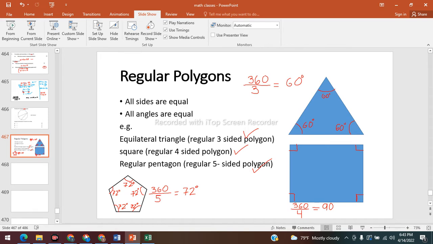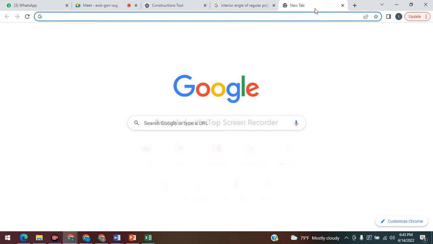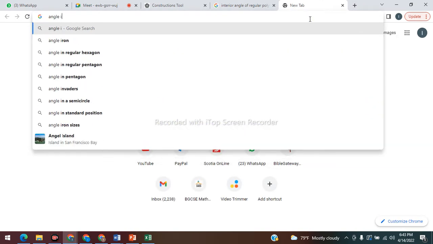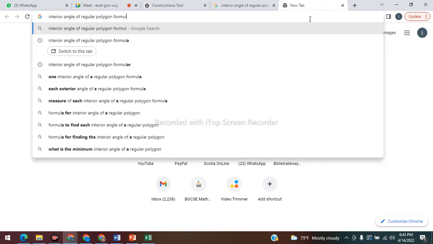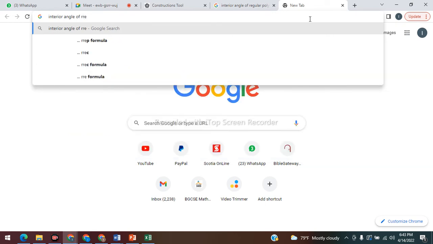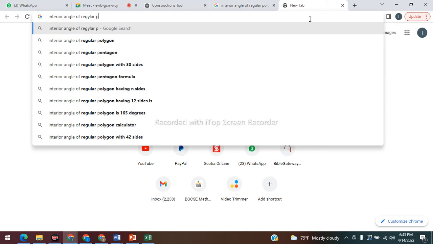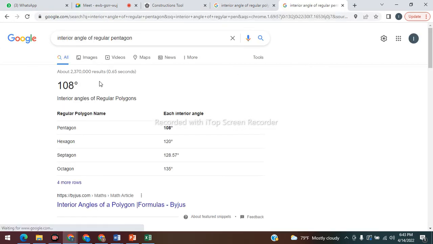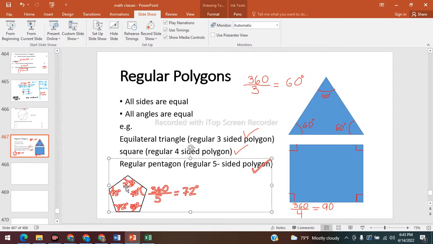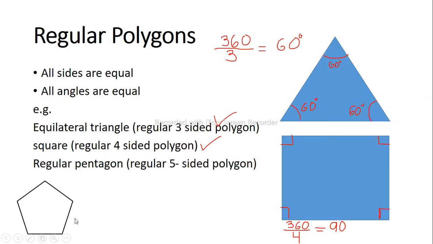Okay, so let me just verify. Interior angle of a regular polygon, regular pentagon, 108. Okay, so we were wrong. My apologies for that. This is wrong. If we're extending it, we have to use this formula. So it's going to be n minus 2, multiplied by 180, divided by n. Now here n is equal to the number of sides that we have. So n is what? 5.